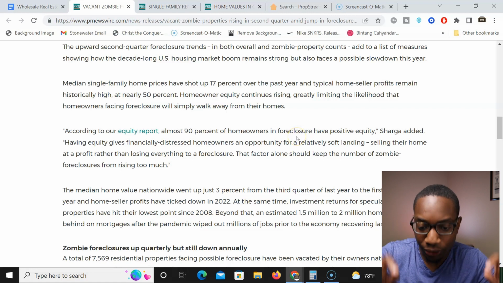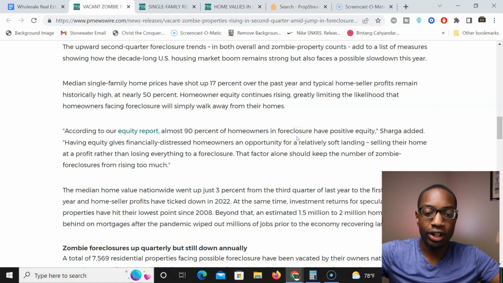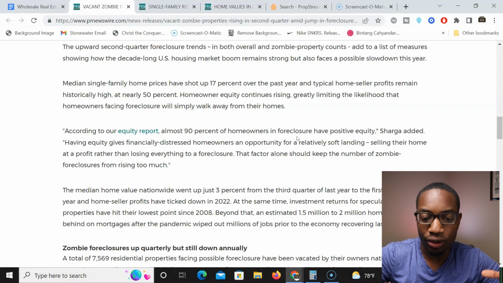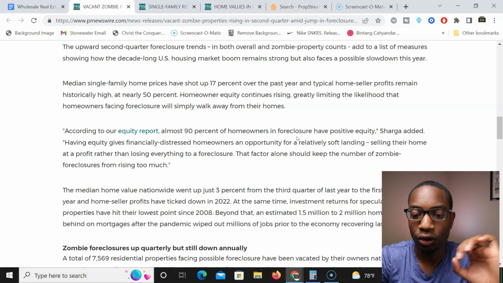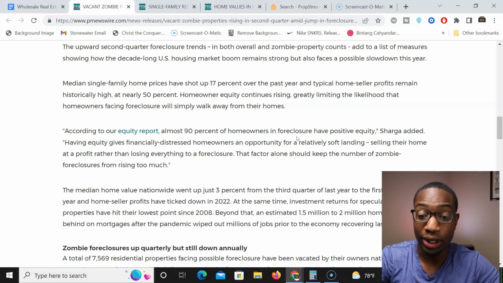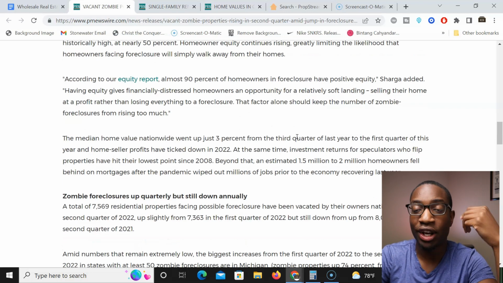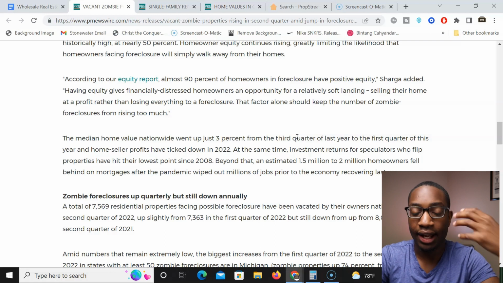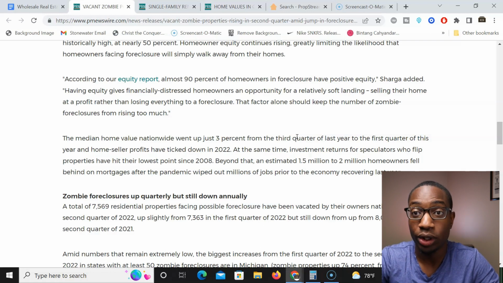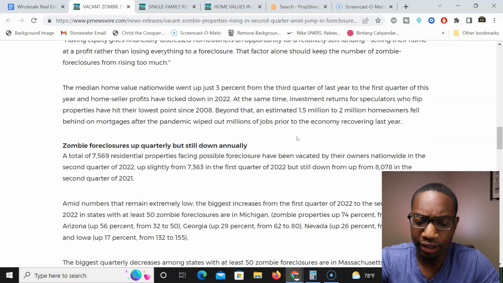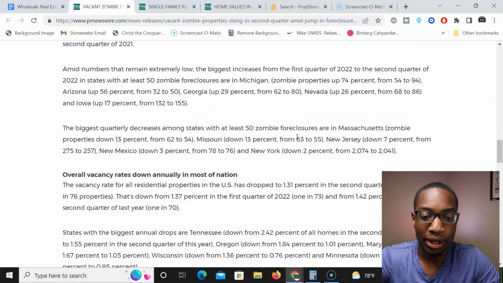But homeowners, sellers that we're going after, almost 90% of homeowners in foreclosures have positive equity. I don't know how much equity that is, but that's a sign that, hey, these people may be willing to work with us investors if they want to sell their house. And it's not like they're not going to get any money out of it. Most likely they will get some money out of that.